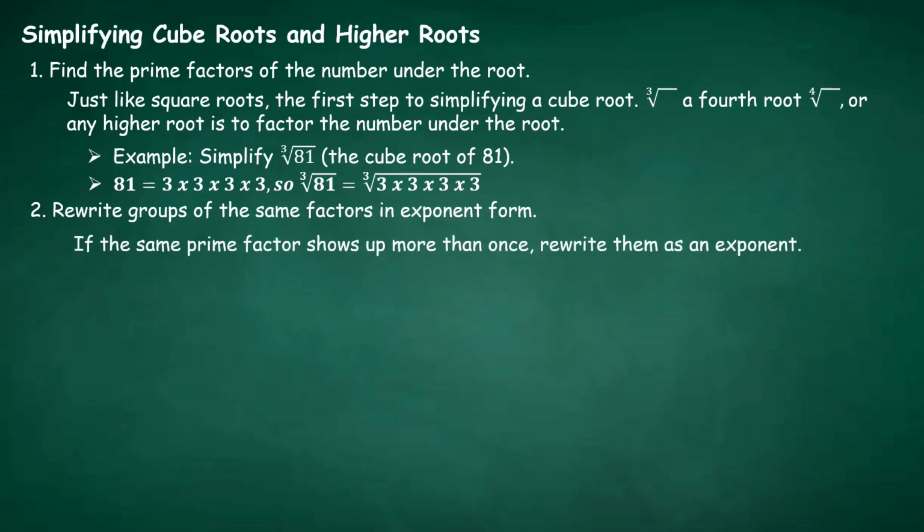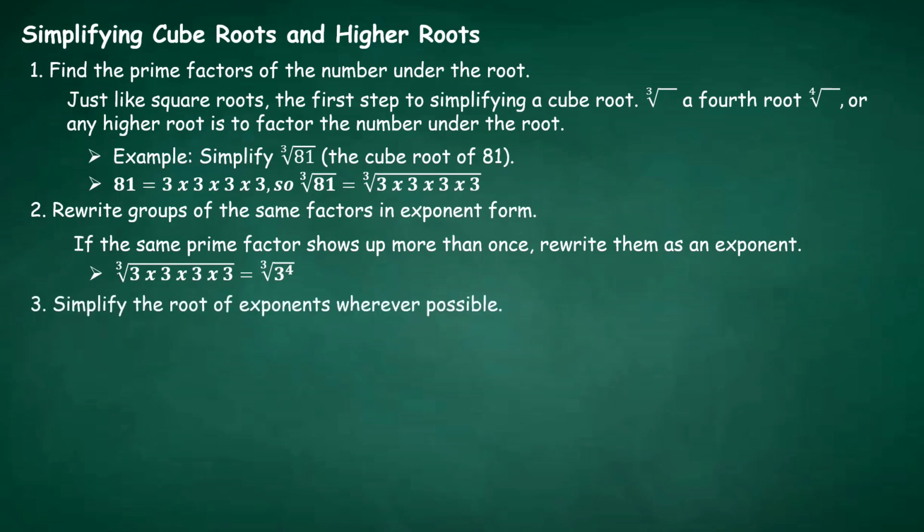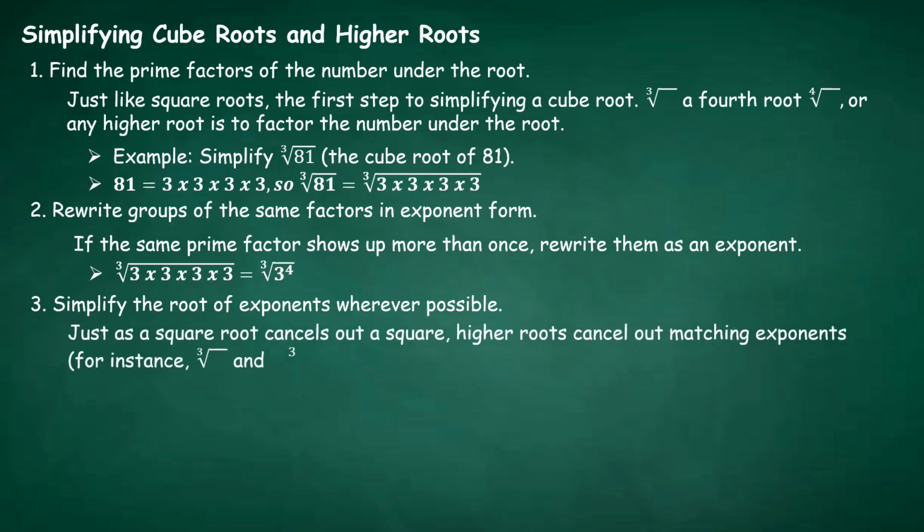2. Rewrite groups of the same factors in exponent form. If the same prime factor shows up more than once, rewrite them as an exponent. The cube root of 3 times 3 times 3 times 3 is equal to the cube root of 3 raised to the power of 4. 3. Simplify the root of exponents wherever possible. Just as a square root cancels out a square, higher roots cancel out matching exponents, for instance, a cube root and a number raised to the power of 3.